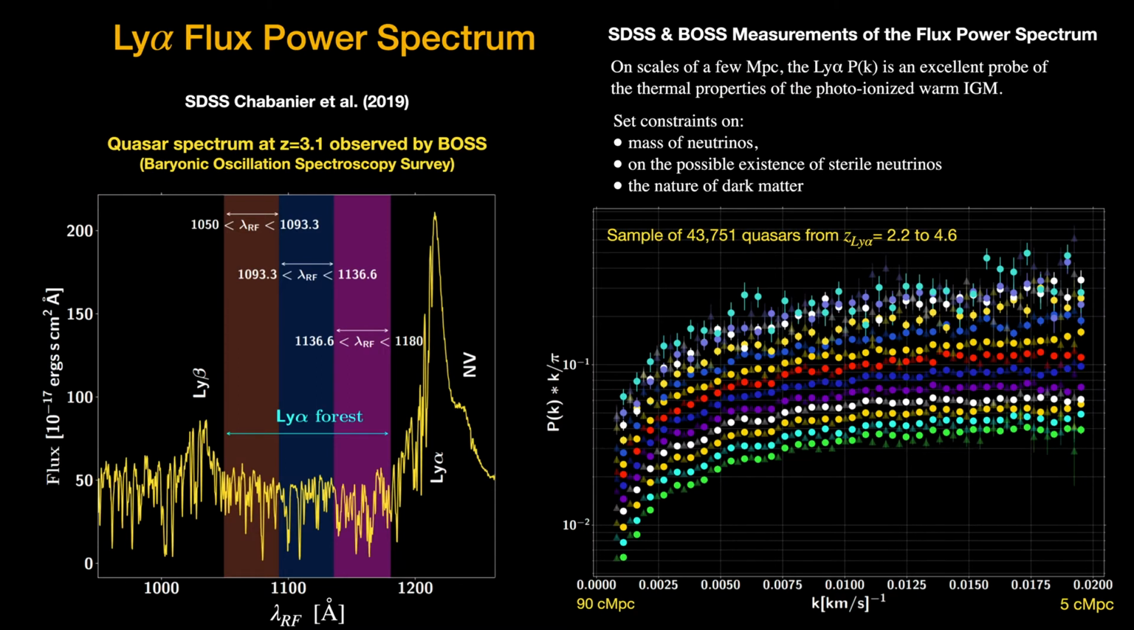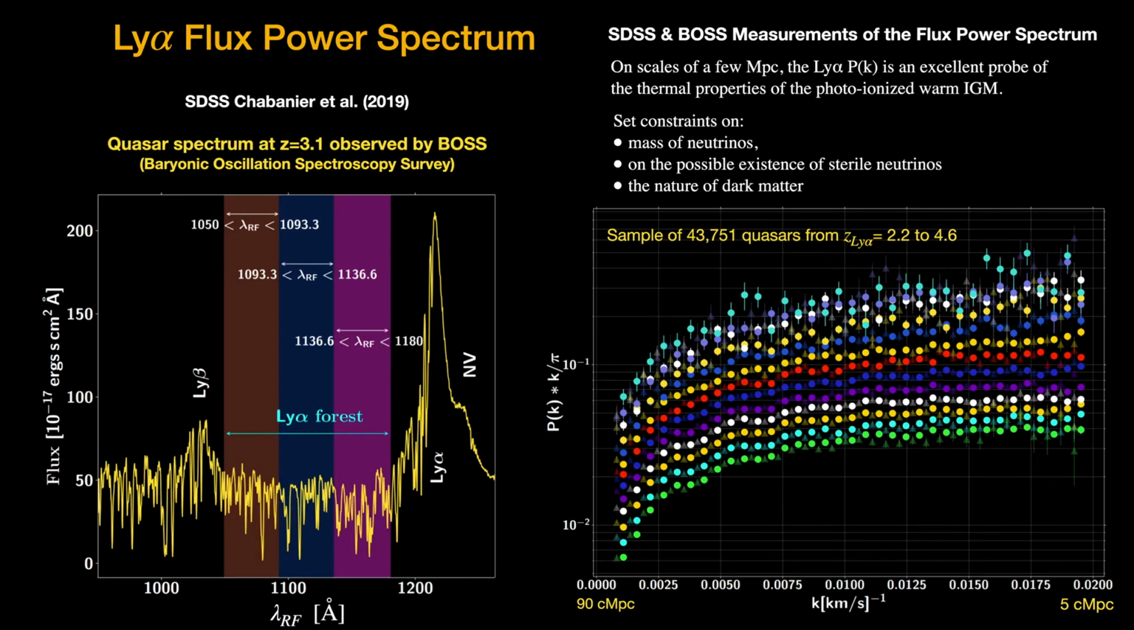One way to study the forest is to measure the average statistics from many samples of Lyman-alpha spectra. This is made possible by surveys like BOSS, which has collected tens of thousands of spectra from quasars at different redshifts. Here on the left, I show one such spectrum observed by BOSS, and on the right, you see the average power spectrum from a sample of more than 40,000 quasar spectra from redshift 4.6 to redshift 2.2.